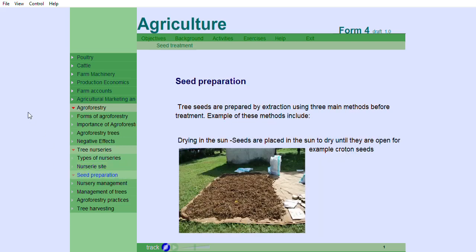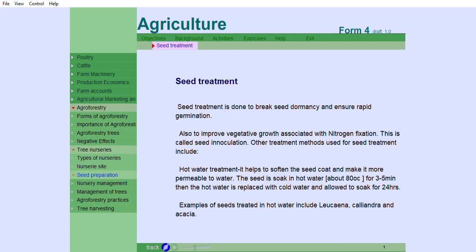Seed preparation. Tree seeds are prepared by extraction using 3 main methods before treatment. These methods include drying in the sun. Seeds are placed in the sun to dry until they are open, for example, croton seeds. Seed treatment. Seed treatment is done to break seed dormancy and ensure rapid germination. Also to improve vegetative growth associated with nitrogen fixation. This is called seed inoculation.